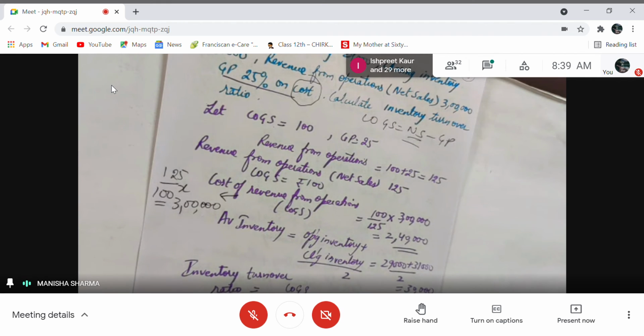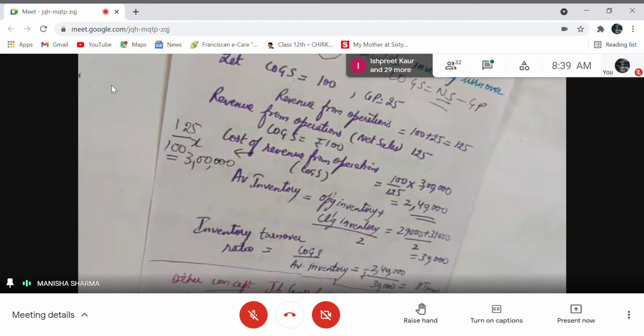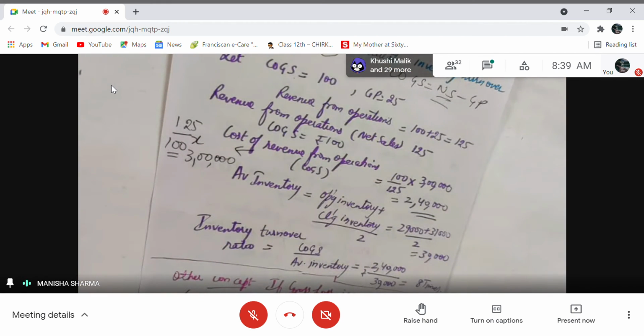Now I can easily find average inventory. I've calculated COGS by the unitary method, and I will now find average inventory. Opening inventory is given in the question to be 29,000. Closing is given to be 31,000. So 29,000 plus 31,000 divided by 2 is coming out to be 30,000. Simple.